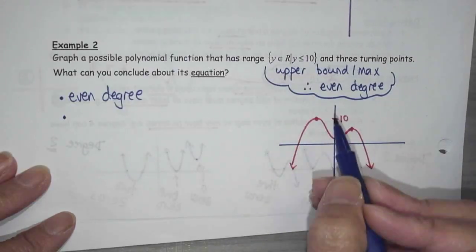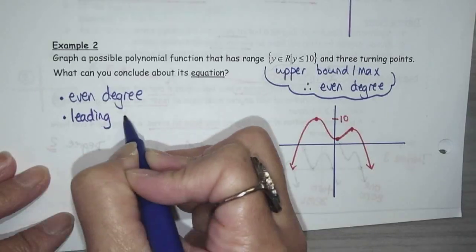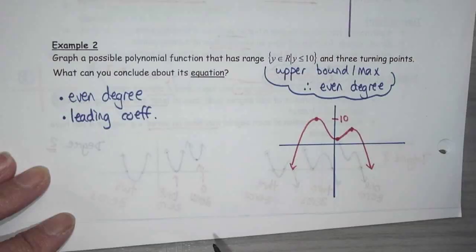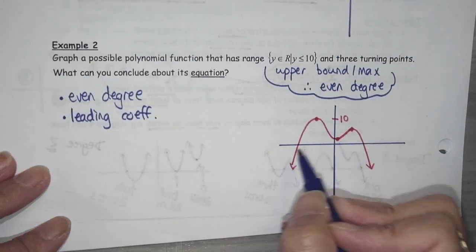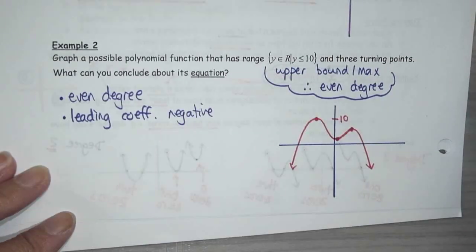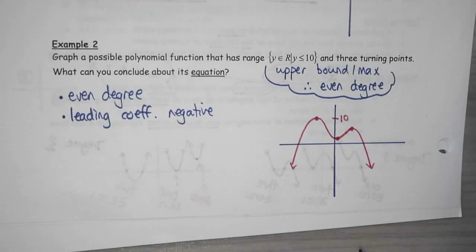So if it's opening down because it's a maximum, then the leading coefficient, right? The leading coefficient, you can use that as a short form. Leading coefficient is negative, right? The leading coefficient has to be negative because it's opening down. Okay? What else do we know about that? One more thing.